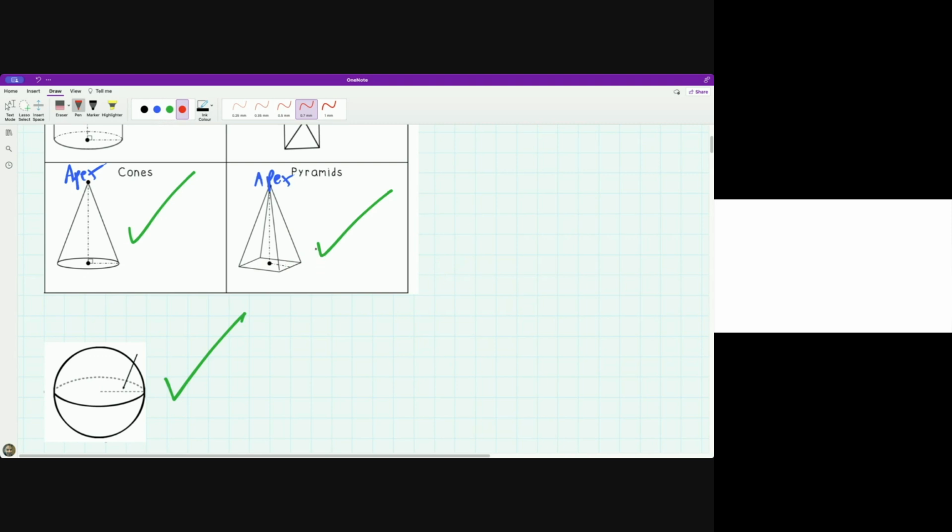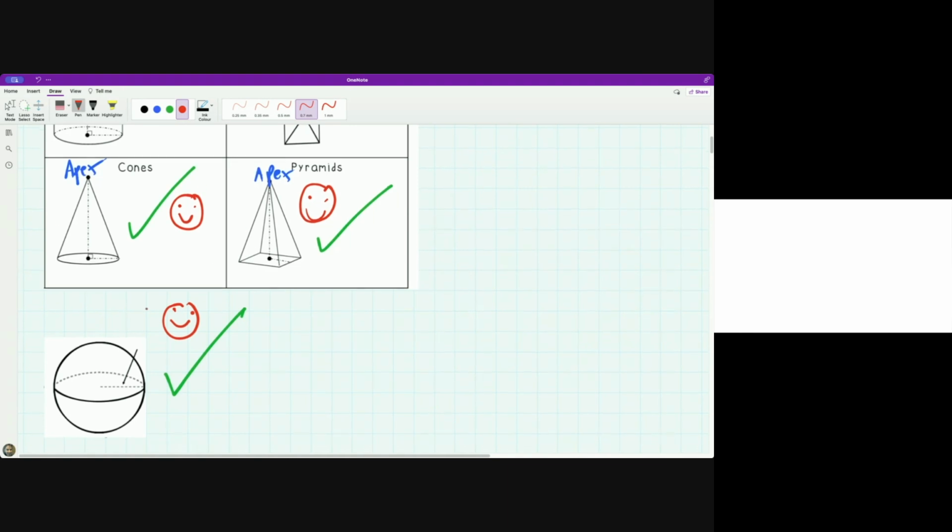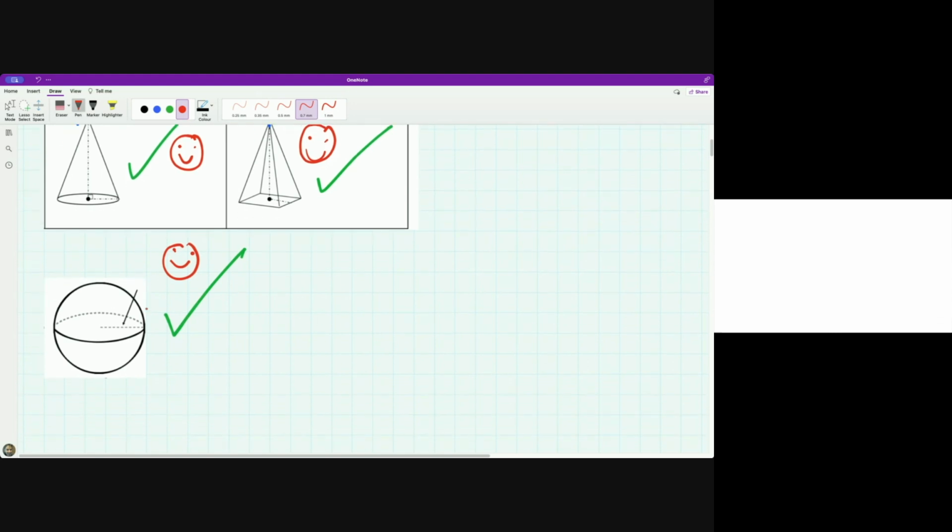Give me a smiley face if you have at least talked about this a little bit in your class at school. Give me an unhappy face if you've never talked about cones and pyramids. Just so I get a feel for what I'm dealing with. Okay. Don't worry, that's why you're here. If you haven't talked about them, today's your day.